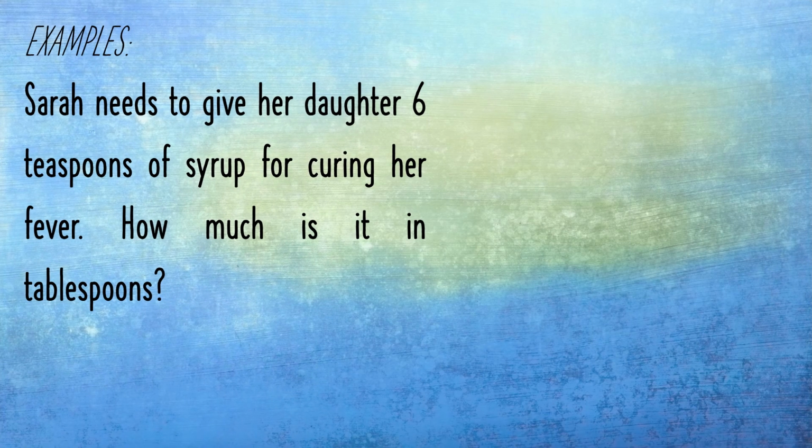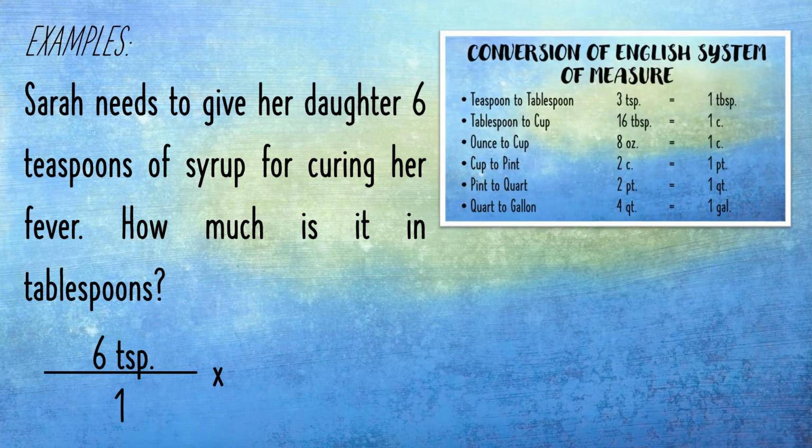Second example, Sarah needs to give her daughter 6 teaspoons of syrup for curing her fever. How much is it in tablespoons? So, the given is 6 teaspoons at kailangan nating malaman kung gaano ba karami ang 6 teaspoons sa tablespoons. So, let us divide 6 teaspoon by 1, multiplied it by the pair. So, ang hinahanap natin ay teaspoon to tablespoon, so gamitin natin yung unang pares.